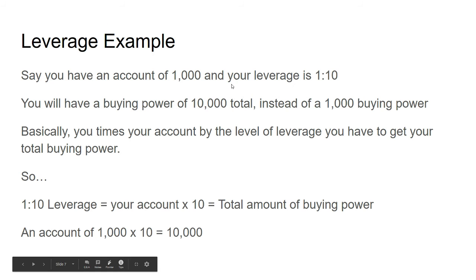So say, for example, you have an account with $1,000 in it, and your leverage is a 1 to 10. You will have a buying power of $10,000 total. This is because basically your account is times by the amount of leverage you have. So this one symbolizes your account times 10. If I have $1,000 inside of it, 1,000 times 10 is 10,000. If I have $100 inside of it, 100 times 10 is 1,000.